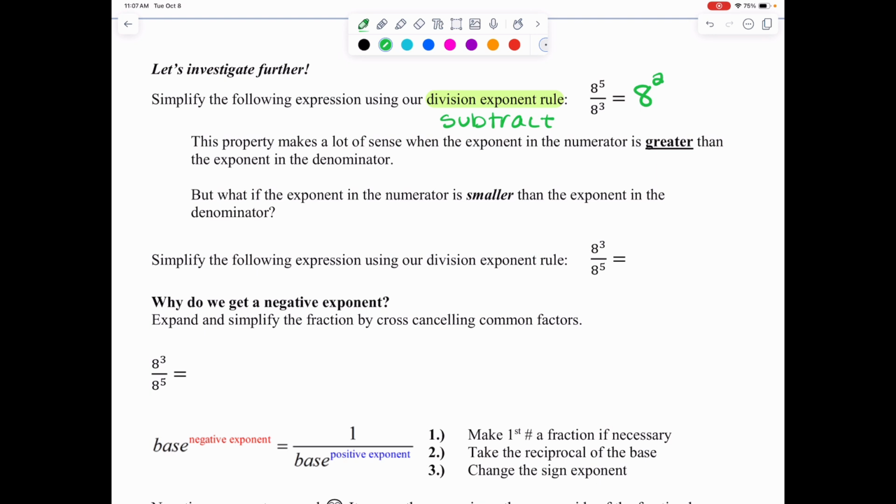So this property makes a lot of sense, this property of the division exponent rule, as long as the exponent in the numerator is greater than the exponent in the denominator.